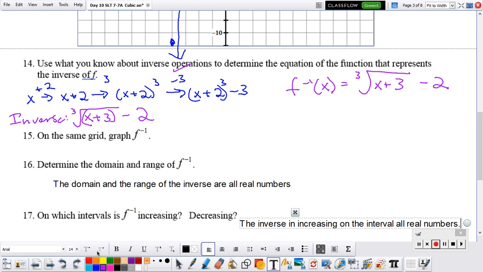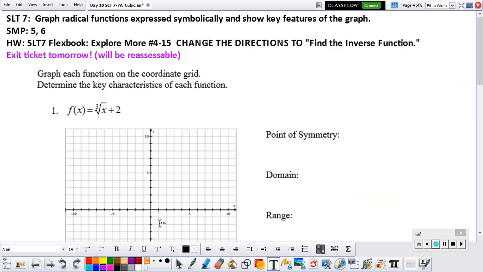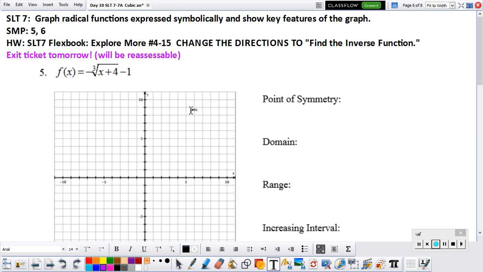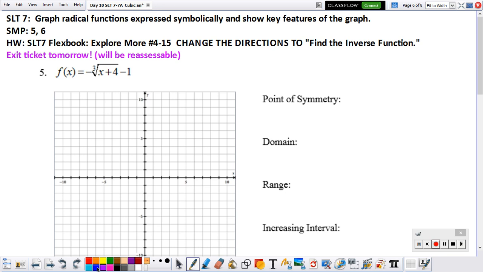So what I would like everyone to do now is to work on SLT 7A, and I'm going to really quick just do number 5 with you because that one is a little tricky, and then you are on your own for the rest. So let's skip to number 5. First thing I want to do with number 5 is notice that I've got a shift point at negative 4, negative 1. That is my point of symmetry.